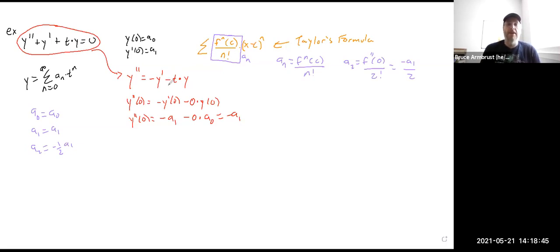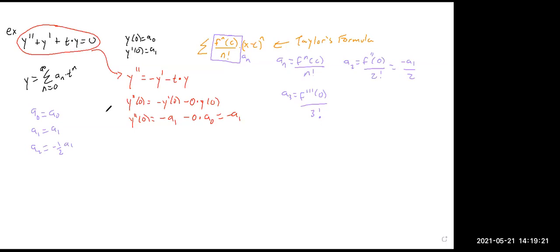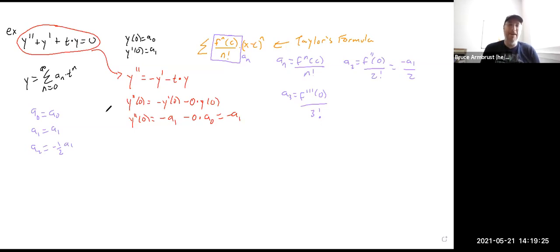Okay, well, that's great and all. But let's think about finding a3. Well, now that's going to need the triple derivative at zero divided by 3 factorial. And I know what you're thinking. One of the thoughts that comes up at this point is, well, that's great and all, but my differential equation doesn't have a third derivative. Yeah, but we could just do it again. I don't have a third derivative, but I got a second derivative. So how about we just differentiate this thing?